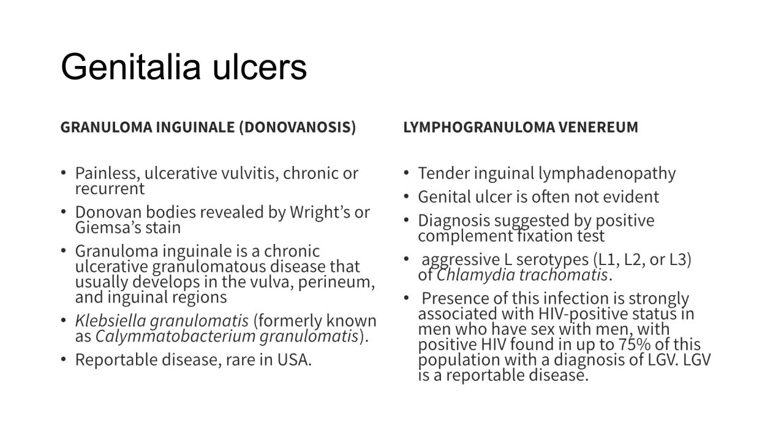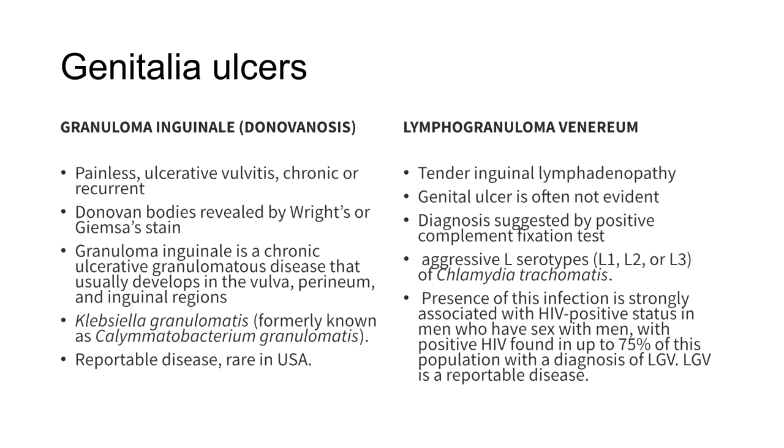Lymphogranuloma venereum causes painful lymphadenopathies and a genital ulcer also, which sometimes is not evident. Diagnosis is done with a complement fixation test, and the etiology is some serotypes of Chlamydia trachomatis. They're very aggressive: L1, L2, and L3.